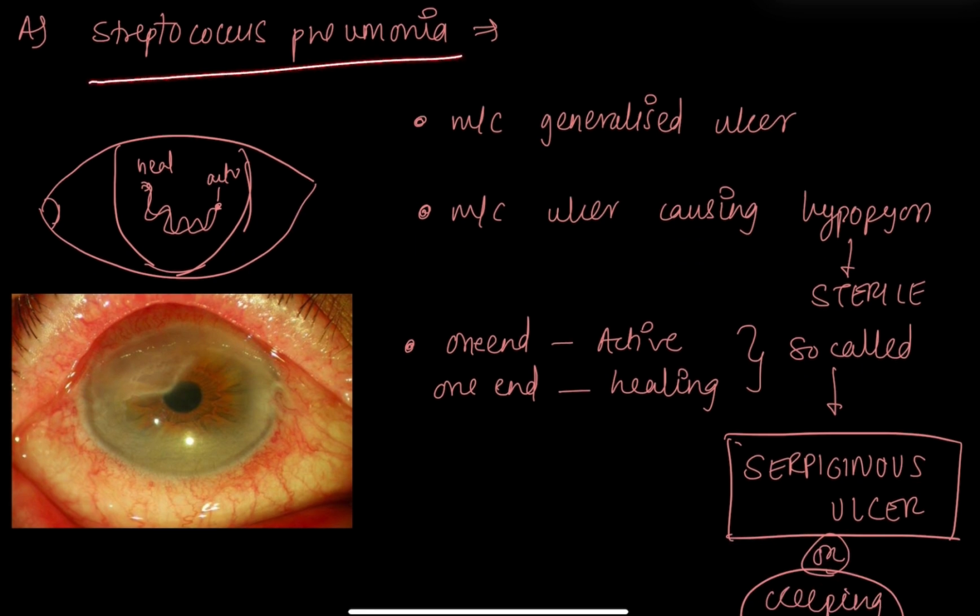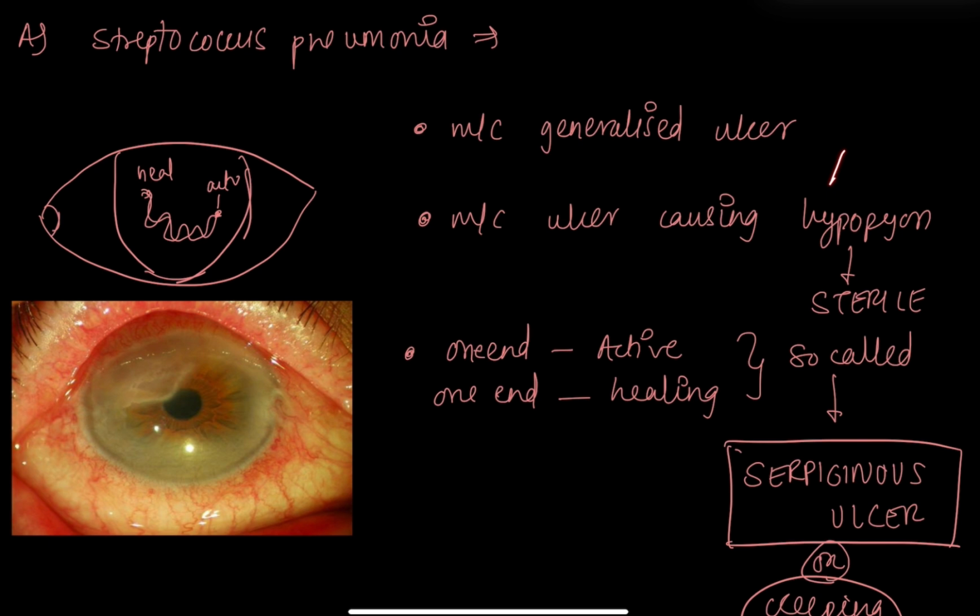So the first organism we are talking about is Streptococcus pneumoniae. Streptococcus pneumoniae is the most common ulcer-causing organism. It is the most common cause of hypopyon. I will explain it in detail. Just remember, it is basically filling of the anterior chamber of the eye with inflammatory fluid. It's sterile, even though the ulcer is bacterial.